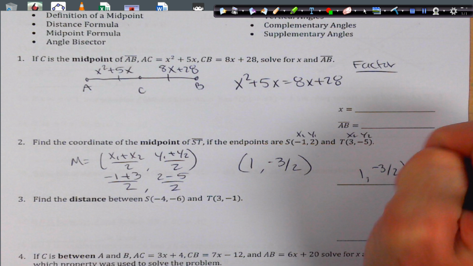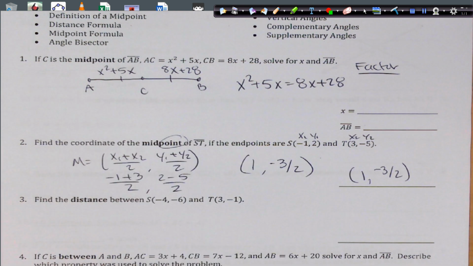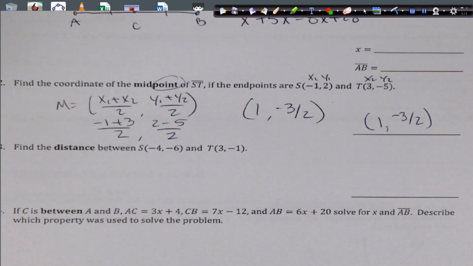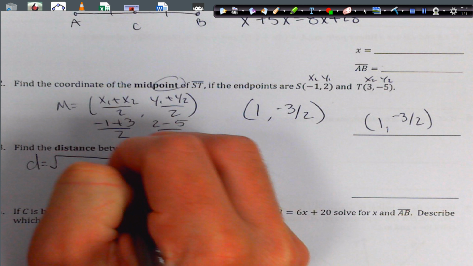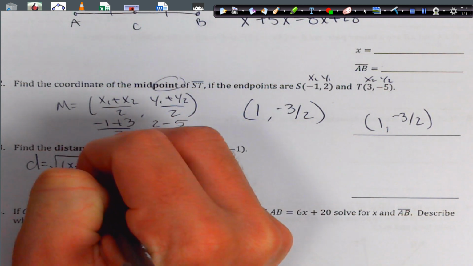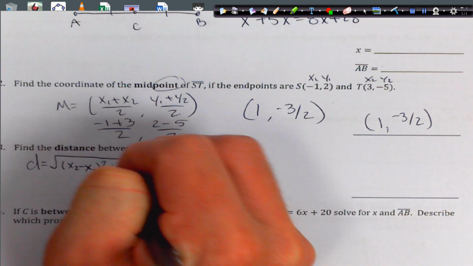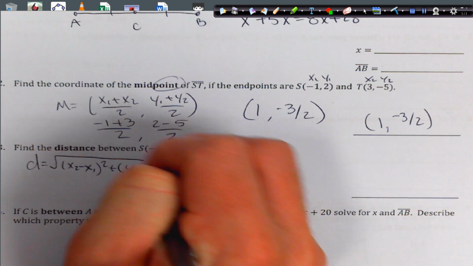And remember, midpoint is an actual point, so it should be an x comma y type answer. Different than the distance formula, which should not be an x, y answer. It should just be a straightforward answer. But here's our formula for that.